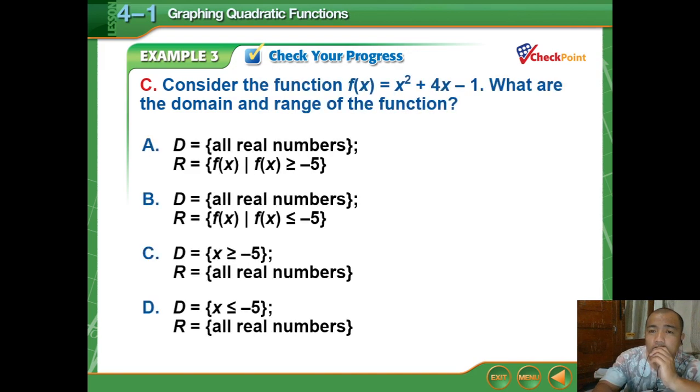How about here? What are the domain and range of this function? All real numbers is the domain. So C is not considered as an answer. And then the range, since a is positive, it opens upward, so it's greater than. Yes, greater than. So B and C and D cannot be answers. So A, I think, is the correct answer. f of x greater than or equal to negative 5 is the range of the function, while the domain is all real numbers.